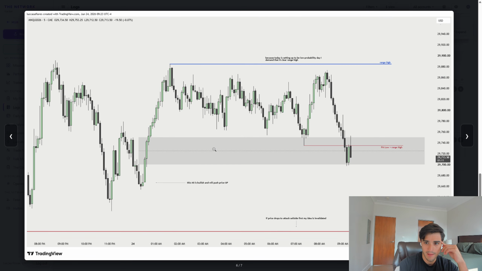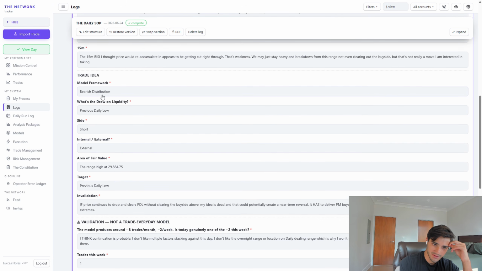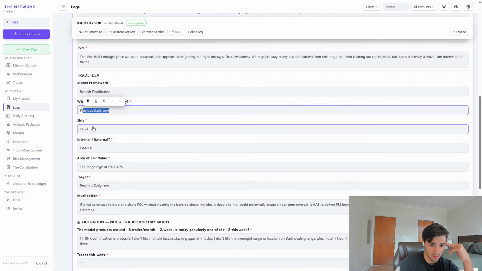Because I show the self-control to not engage unless we take this level here, that prevents me from sitting out in all of the morning session move, all of it. So my trade idea ultimately is bearish distribution, looking for continuation in the sell. My target is previous daily low. I'm going to be short.